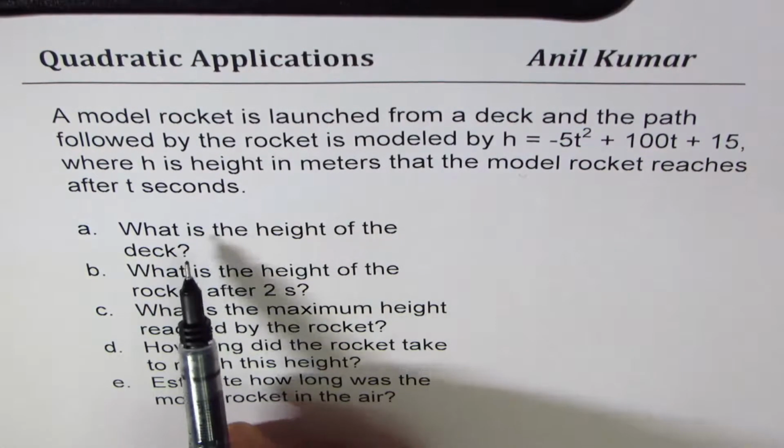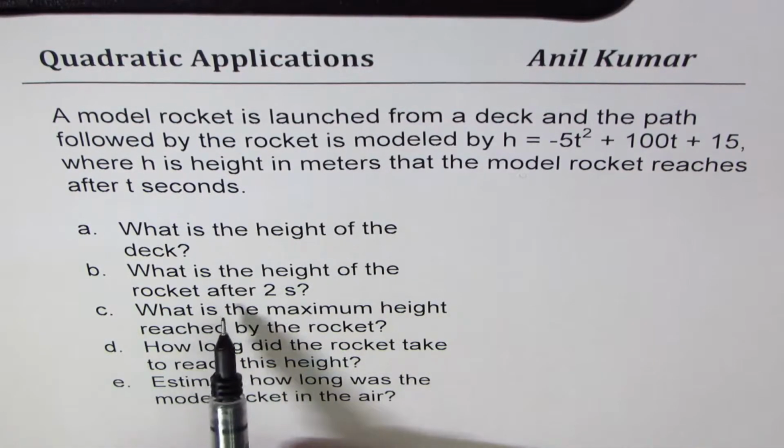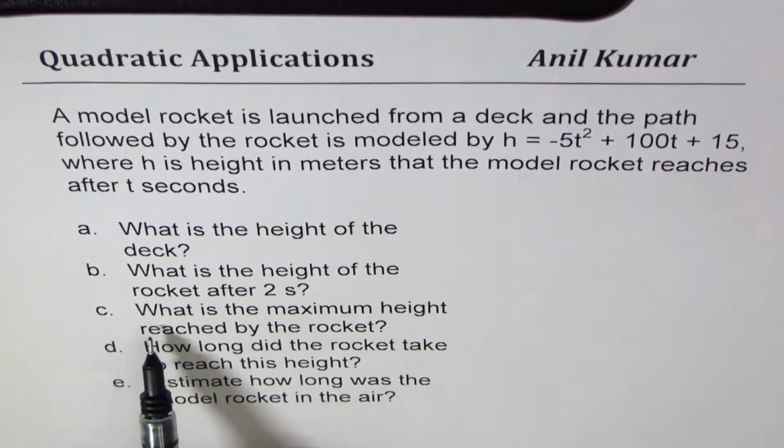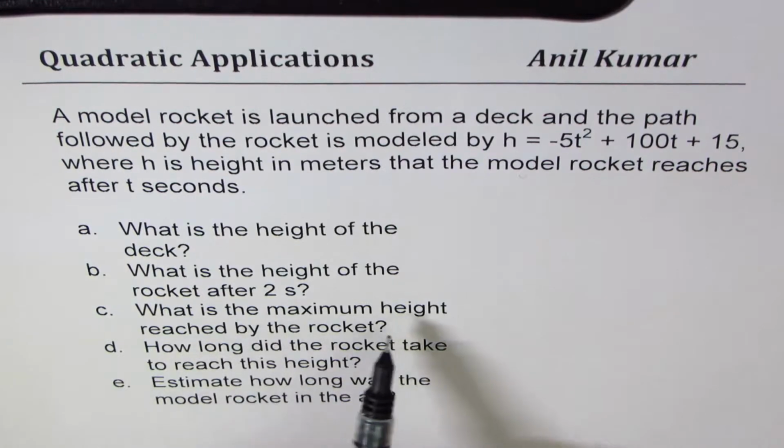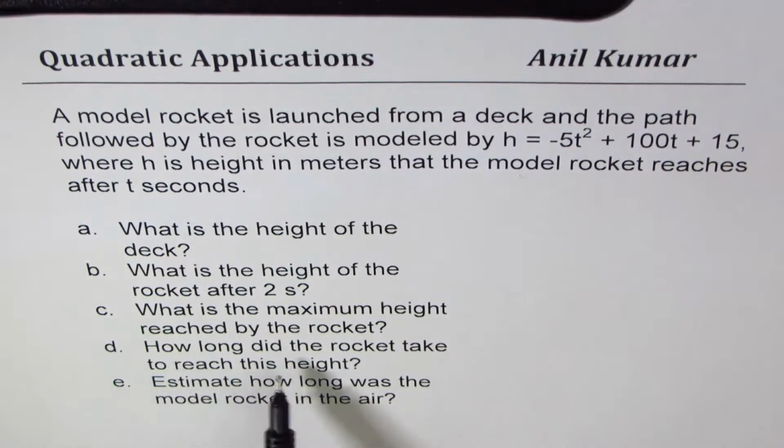First one is, what is the height of the deck? B is, what is the height of the rocket after 2 seconds? C is, what is the maximum height reached by the rocket? D is, how long did the rocket take to reach this height? E is, estimate how long was the model rocket in air.